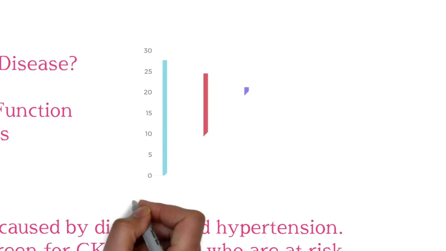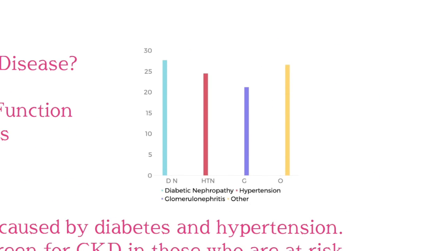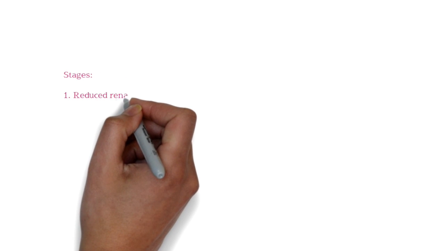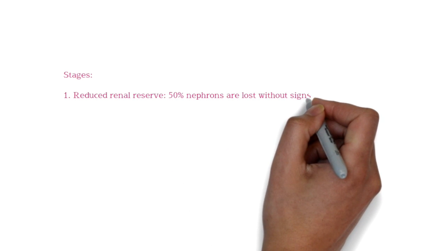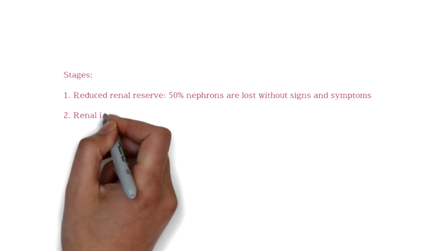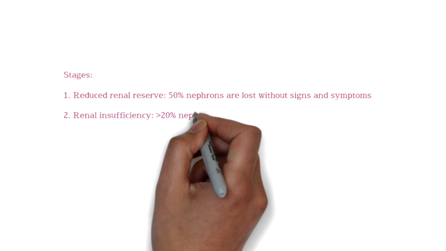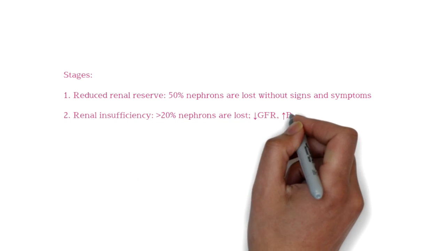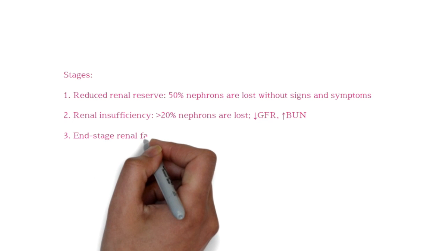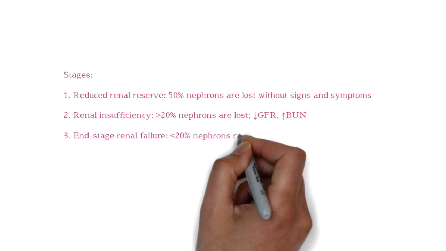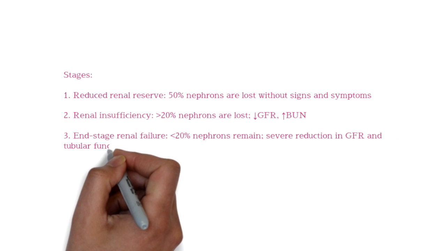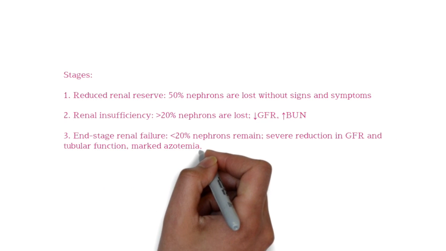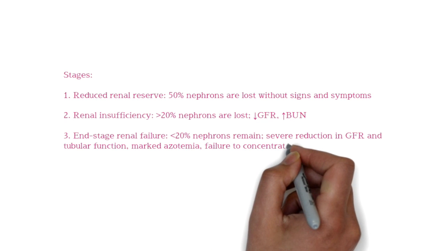Diabetes accounts for 27.7% of CKD-related causes. The pathological stages of CKD are reduced renal reserve, where 50% of nephrons are lost without signs and symptoms showing. The second stage is renal insufficiency, where greater than 20% of nephrons are lost, causing decreased GFR and increased BUN. The last stage is end-stage renal failure, where less than 20% of nephrons remain. This causes a severe reduction in GFR and tubular function, with marked azotemia and failure to concentrate urine.